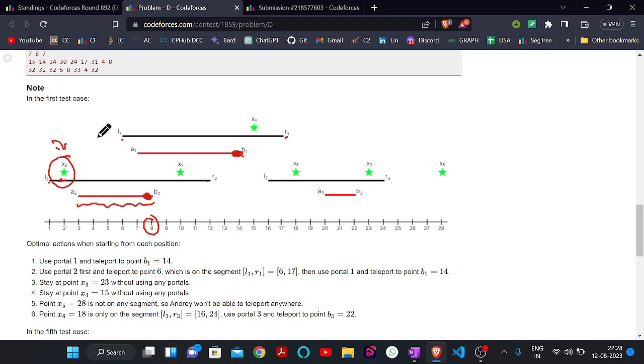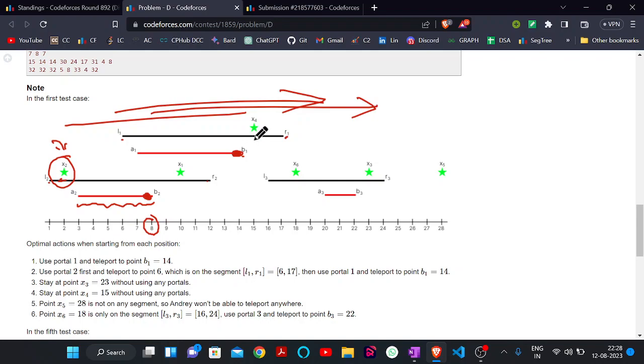that point and teleport as far as possible. Our direction is this, and we want to go in this side as much as possible, right? Now what can we do for this one?